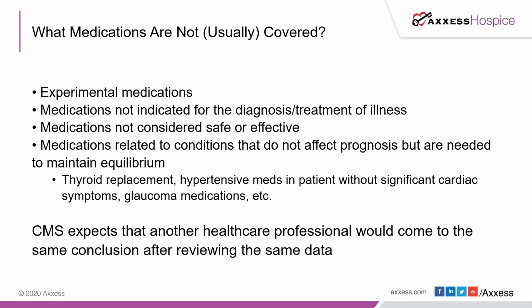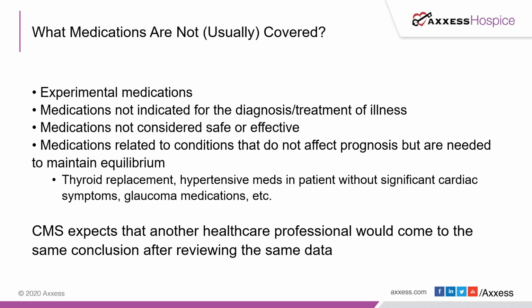Experimental medications. If a patient is on a clinical trial, we are definitely not expected to pay for that. The pharmaceutical company would be expected to pay for that. Medications not indicated for the diagnosis or treatment of the illness. So that's where we go into your Aricept and Namenda for your end stage Alzheimer's patient. It's clinically not indicated at that stage of the disease progress. Medications not considered safe or effective. This is again where we're looking at our Beers list for safety. We're looking at interactions. If we're looking for a medication that's indicated to slow the progression of a disease that's already at the end stage disease.